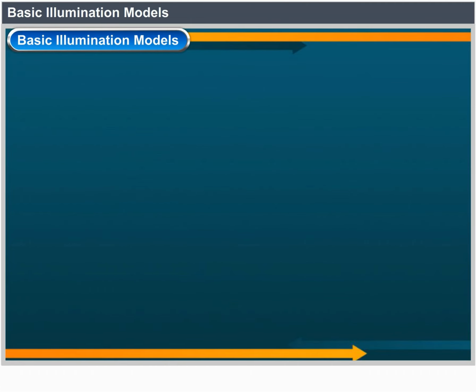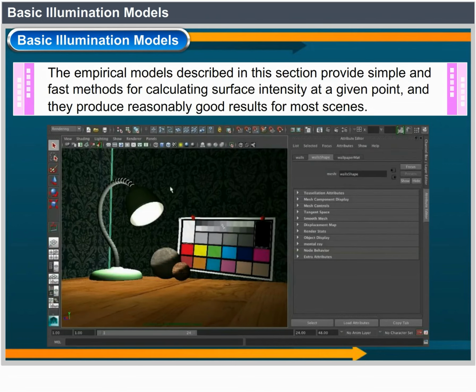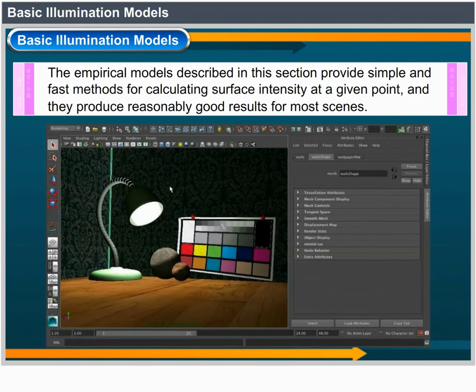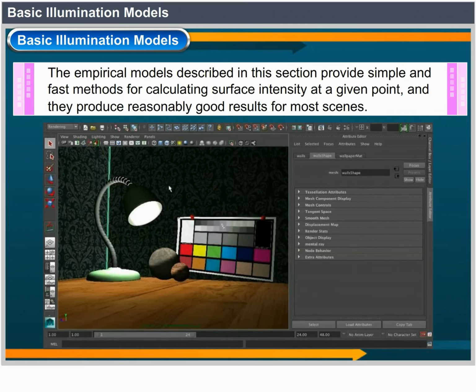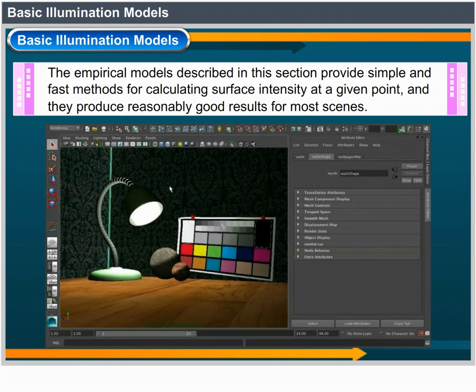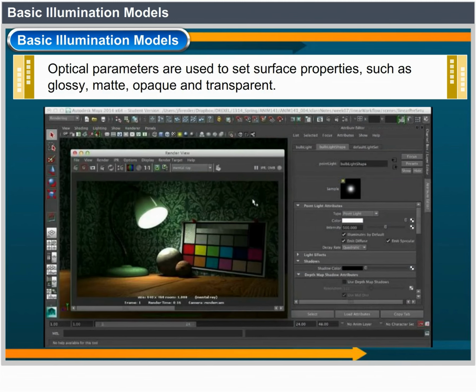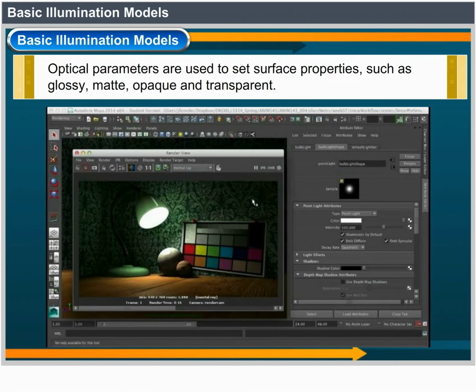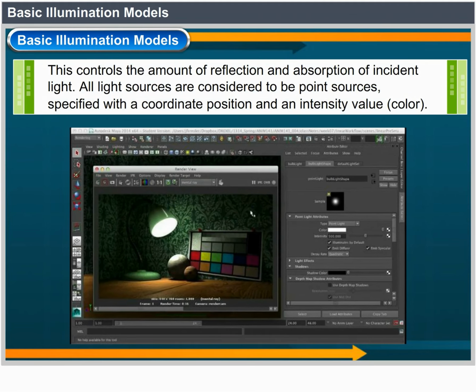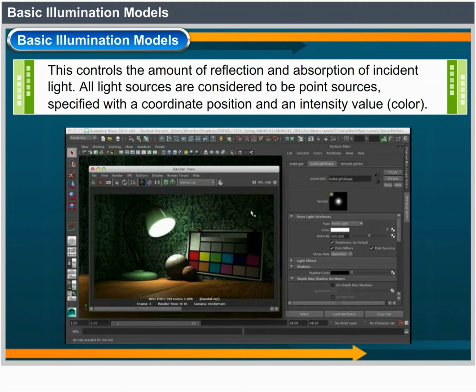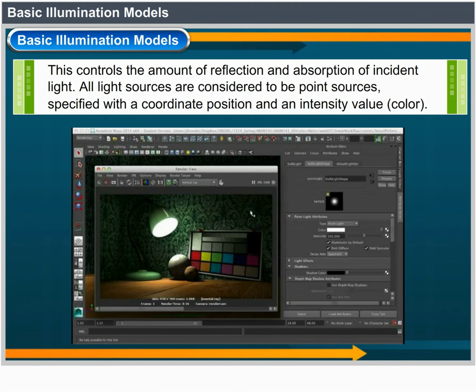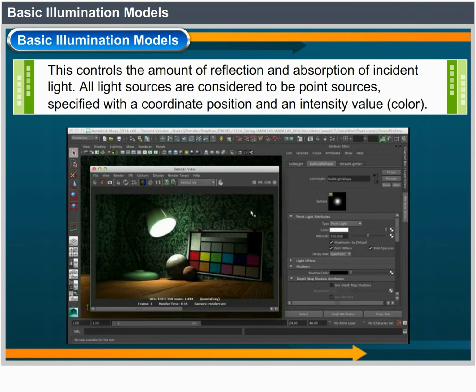Basic illumination models. The empirical models described in this section provide simple and fast methods for calculating surface intensity at a given point, and they produce reasonably good results for most scenes. Lighting calculations are based on the optical properties of surfaces, the background lighting conditions, and the light source specifications. Optical parameters are used to set surface properties such as glossy, matte, opaque, and transparent. This controls the amount of reflection and absorption of incident light. All light sources are considered to be point sources, specified with a coordinate position and an intensity value, color.